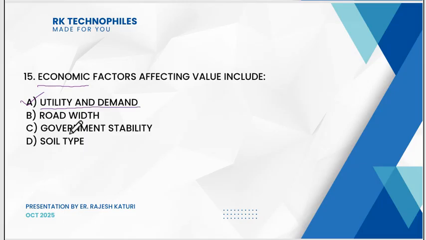Road width is a physical factor. Government stability is a social and or legal factor. Soil type is a physical factor. Okay, soil type is a physical factor.